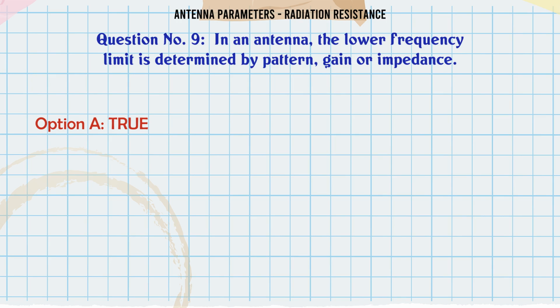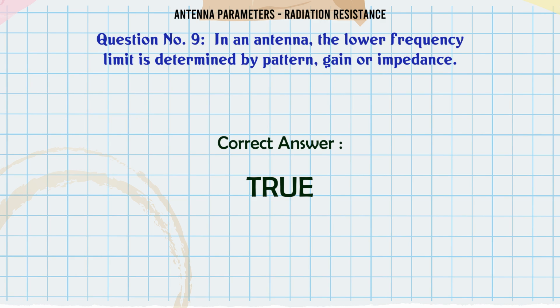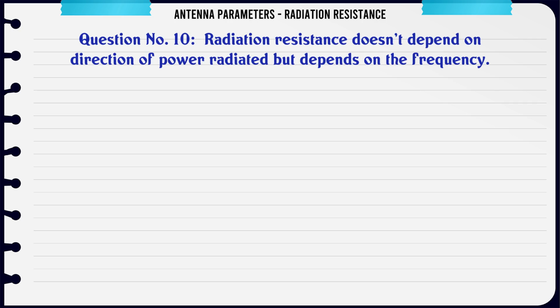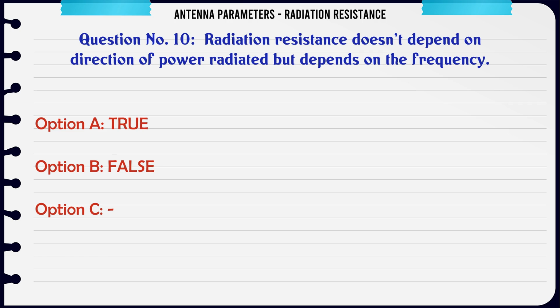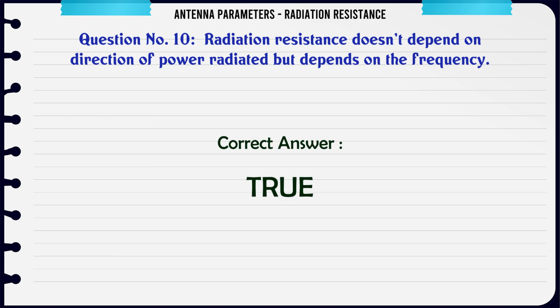In an antenna, the lower frequency limit is determined by pattern, gain or impedance. A. True. B. False. The correct answer is true. Radiation resistance doesn't depend on direction of power radiated but depends on the frequency. A. True. B. False. The correct answer is true.